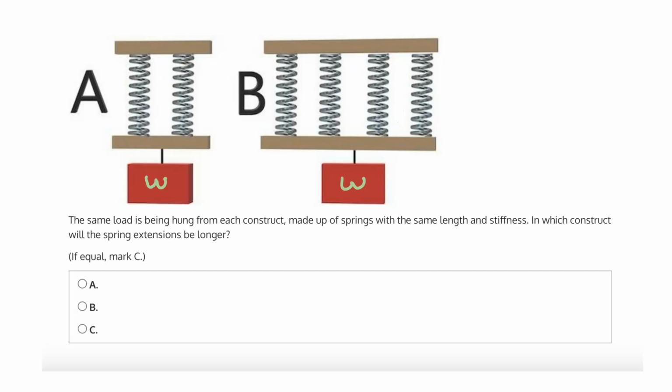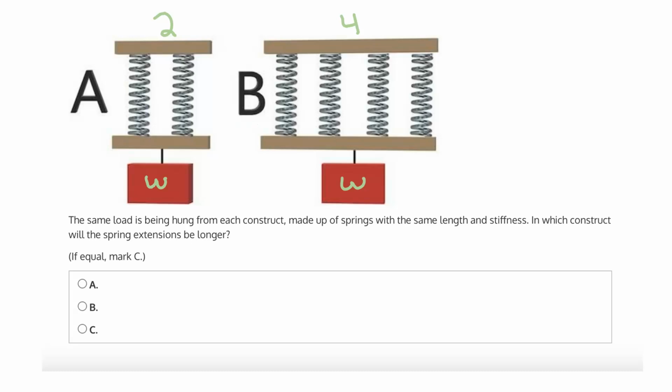And then it says, in which construct will the spring extensions be longer? A, B, or if equal, mark C. And the key difference between the two is that construct A uses 2 springs in parallel, where construct B uses 4 springs in parallel. And again, we're talking about constructs made of the same springs, and we're talking about the same load W. So in B, that load will be distributed across 4 springs instead of 2, and therefore each spring will extend less than that of A.